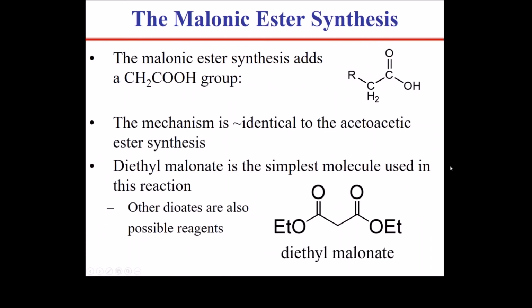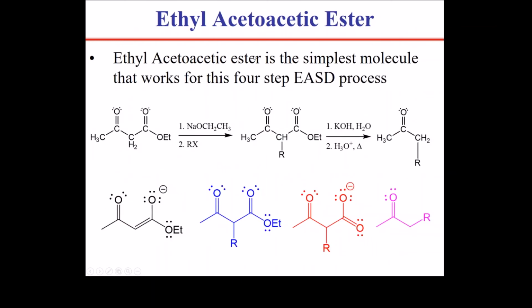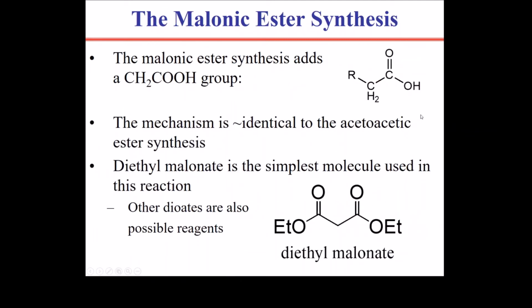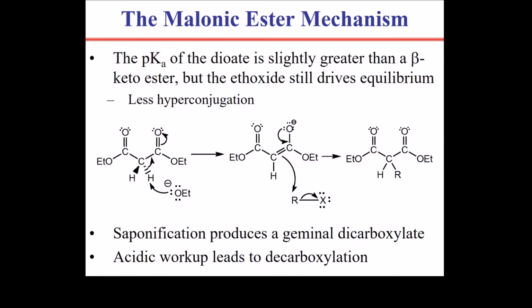One other example of these four steps that produces a slightly different looking product is the malonic ester synthesis. So in the ethyl acetoacetic ester synthesis, you end up adding a new R group to essentially acetone. In the malonic ester synthesis, you add a new R group to essentially acetic acid. So it depends on what your product is that you want. You can think about these two different reaction pathways that have the exact same mechanistic features.